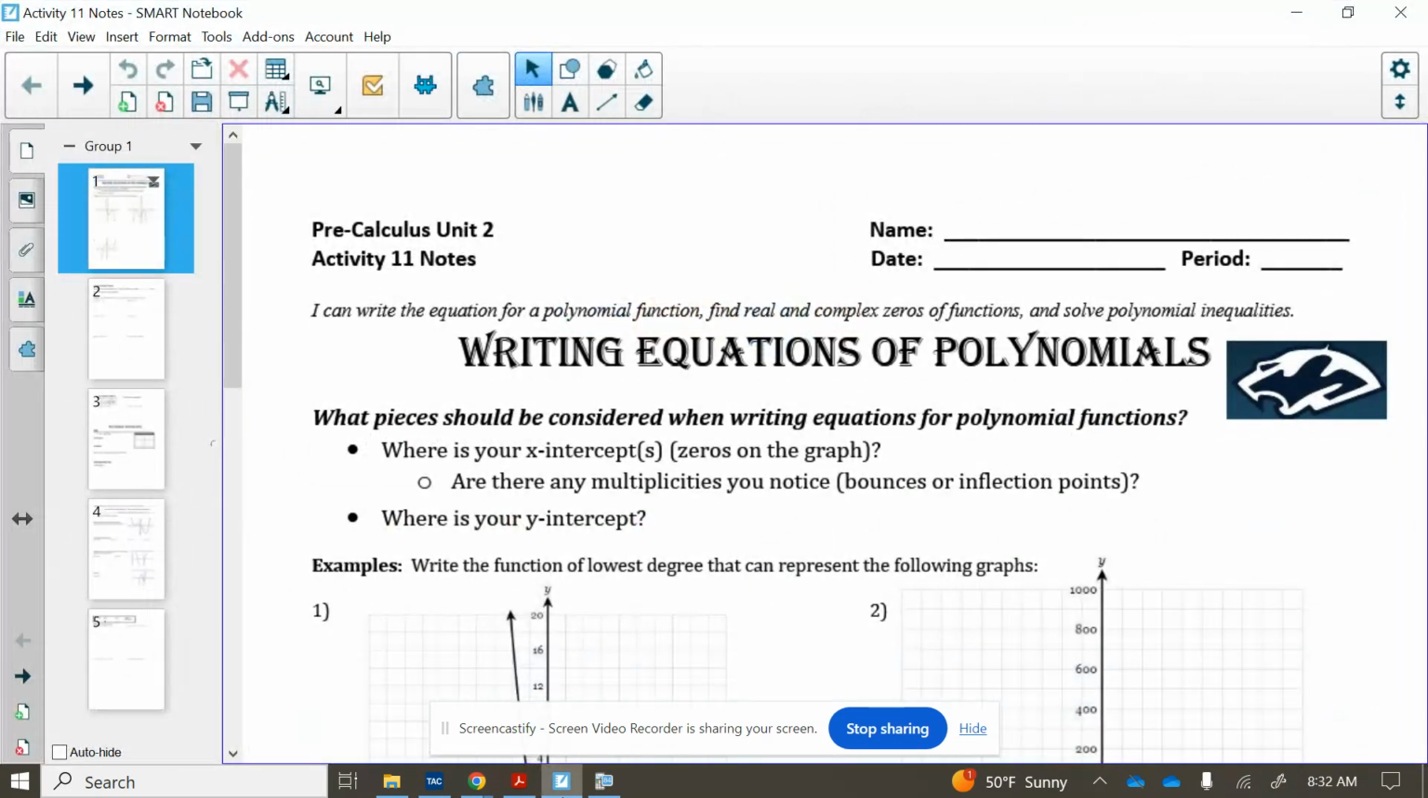Hi everyone and welcome to Activity 11. Today we are going to talk about writing equations of our polynomials as well as finding some of the zeros.